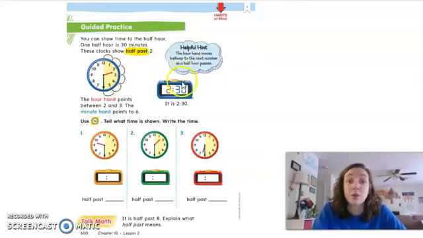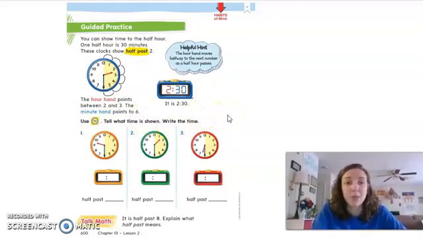Okay, so it's showing both of these ways to show 2:30 or half past 2. You see that the minute hand is pointing to the 6. It says here the hour hand points between 2 and 3, like we talked about. Minute hand points to 6. And then on the digital clock, same thing as the 5:30, except 2:30. Okay? So use the clocks to tell what time is shown and then write the time.